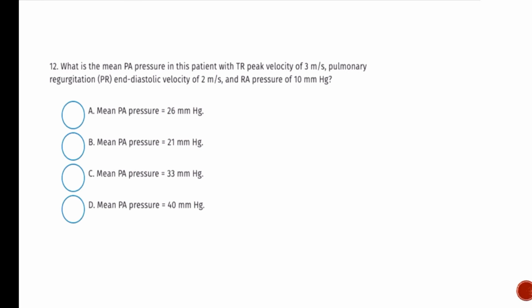All right. What's the mean PA pressure in a patient with a TR peak velocity of 3 meters per second, pulmonary regurgitation end-diastolic velocity of 2 meters per second, and right atrial pressure of 10 millimeters of mercury? It's a really, really hard question.